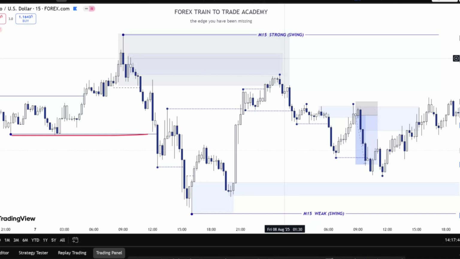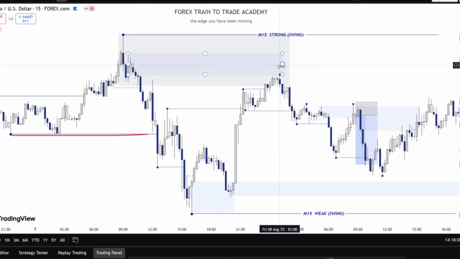Price tests the higher time frame zone, price tests the medium time frame. Remember, I'm trading medium time frame zones, which is 15-minute. So if price tests my higher time frame zone without testing the 15-minute zone, I will still not trade, because if I trade, I'm going to take a lot of losses. So I have to be patient enough and wait for price to test my medium time frame.